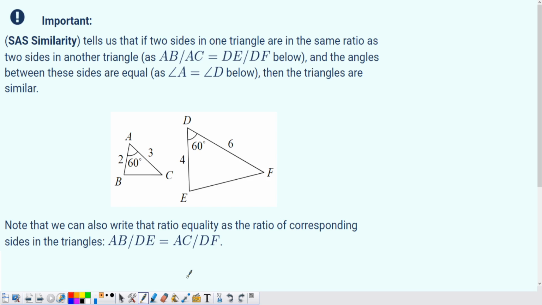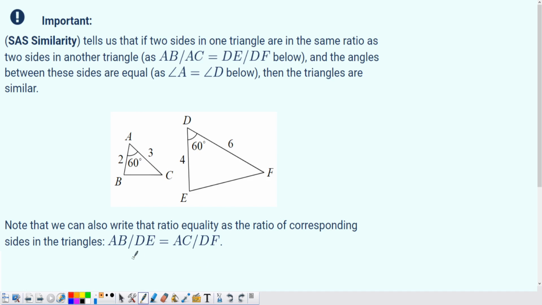Hence, if we have a situation like AB over AC from the smaller triangle, and it's equivalent to DE over DF in the bigger triangle, and that the angle between the sides are the same, then the entire triangle must be similar.